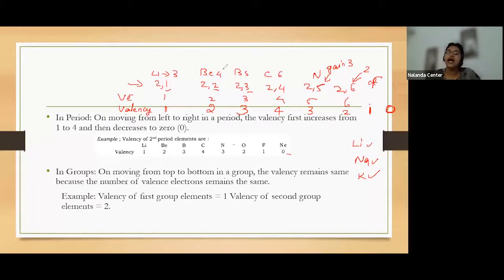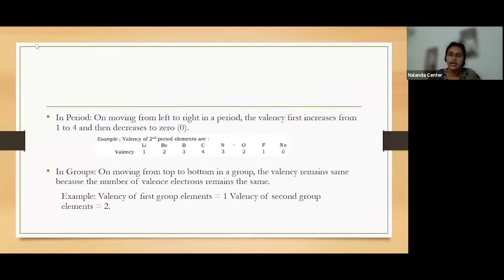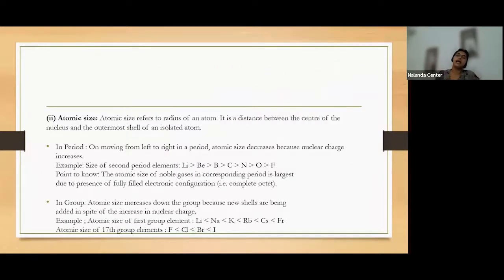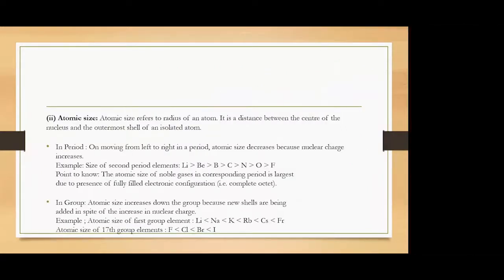All right. So valency is going to remain the same down the group. So we are done with valency. What about the atomic size?